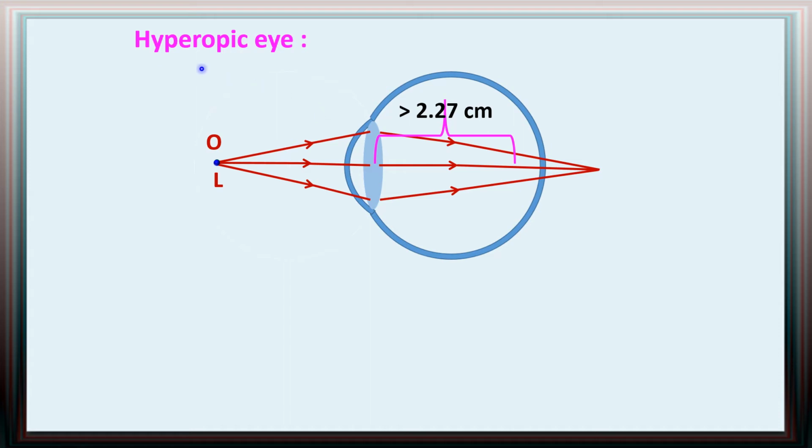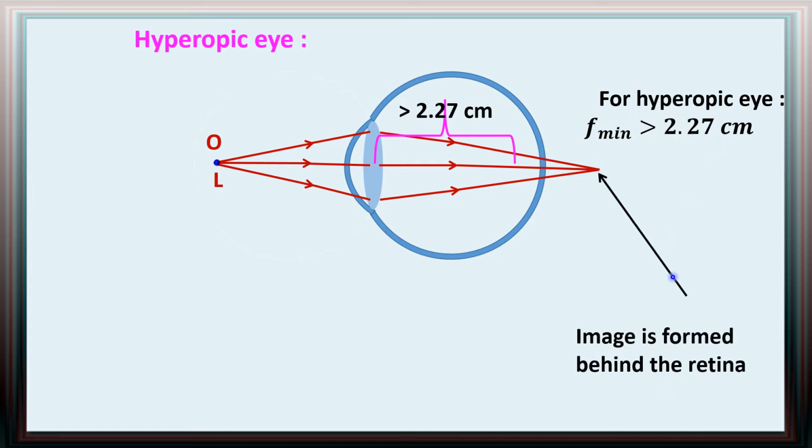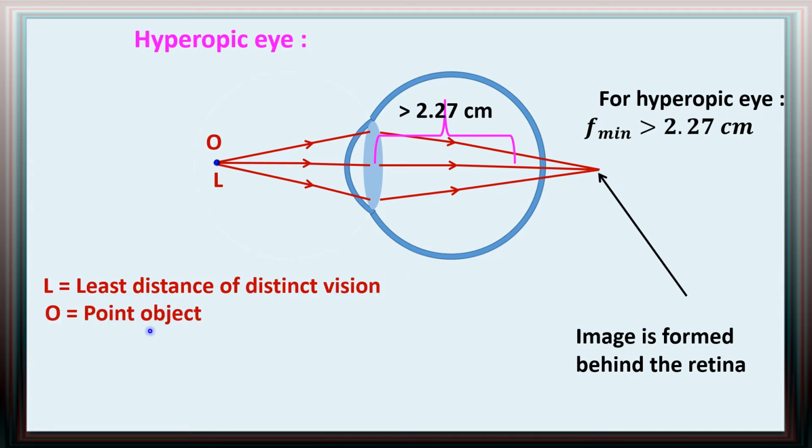In the case of a hyperopic eye, F minimum is greater than 2.27 centimeters. Hence, images will be formed behind the retina. So for a hyperopic eye, F minimum is greater than 2.27 centimeters, and the image is formed behind the retina. L is the least distance of distinct vision and O is the point object.